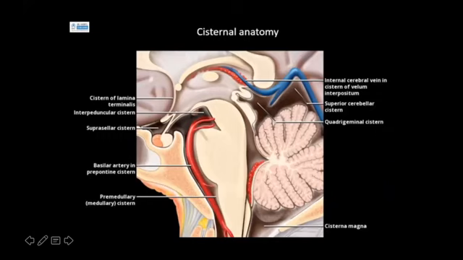So just to look at our cisternal anatomy on a sagittal image. We're smack in the midline here, and this is the midbrain. So this is the interpeduncular cistern. This is the pons, so this is the prepontine cistern, and we can appreciate the basilar artery running here. And this is the medulla here, so this is the premedullary cistern. This is the quadrigeminal cistern. And now we can see the cisterna magna.